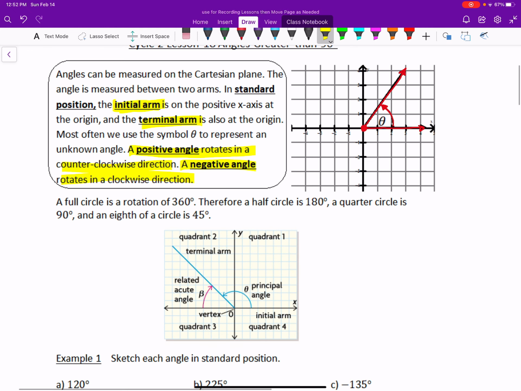Now remember, the full rotation around a circle is 360 degrees. Therefore, half a circle is 180 degrees. So if I was to do an angle from here to here, that'd be 180. A quarter of a circle is 90 degrees. So if I started at my initial arm and went to the y-axis, that would be 90 degrees. And then an eighth of a circle is 45 degrees. So we can break it down.